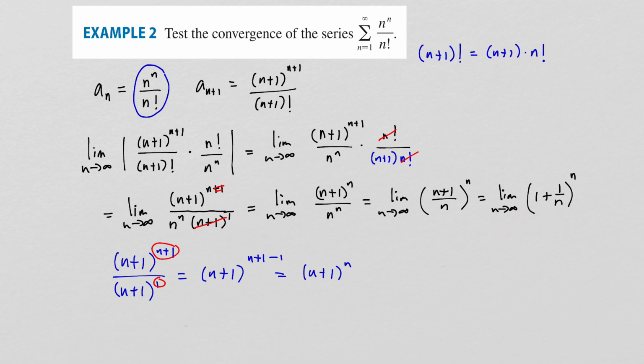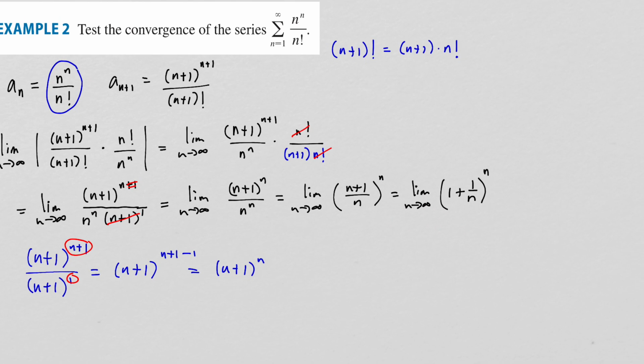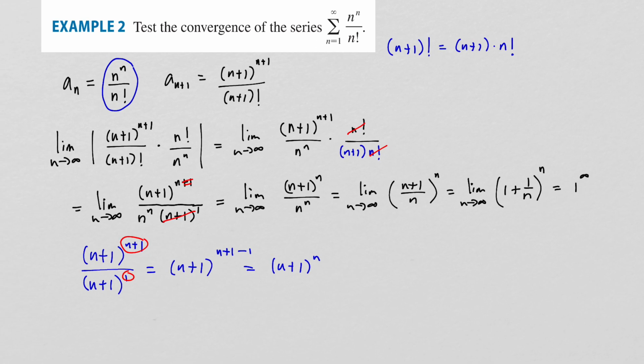Now, how do we calculate this limit? Well, as n goes to infinity, 1/n goes to 0, and so the inside of the parentheses is going to be 1. And of course, n is going to infinity, and so we get 1 to the infinity power. This is an indeterminate form. So how do we deal with this type of limit? Well, what we have to do is take a natural log of that expression.